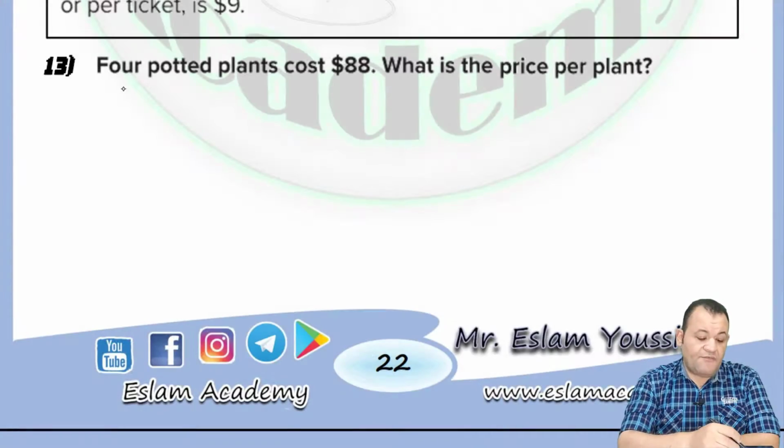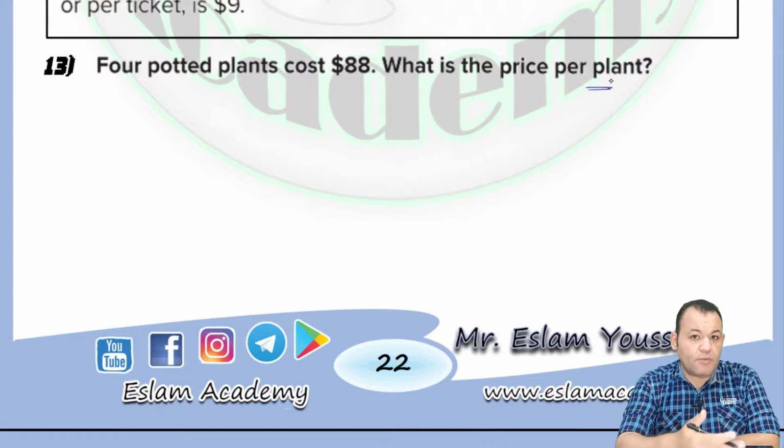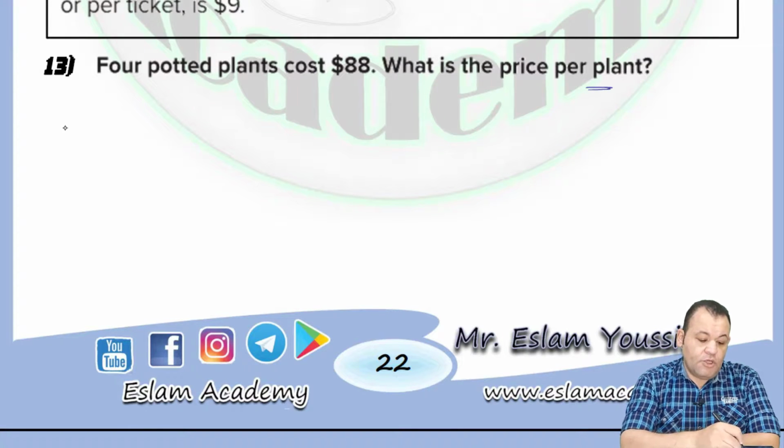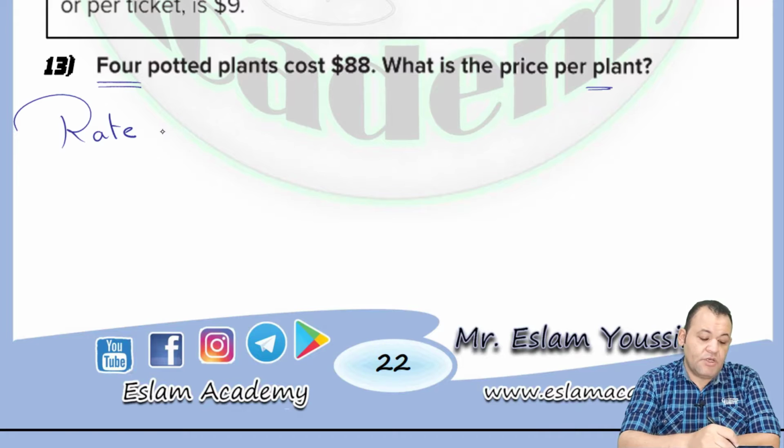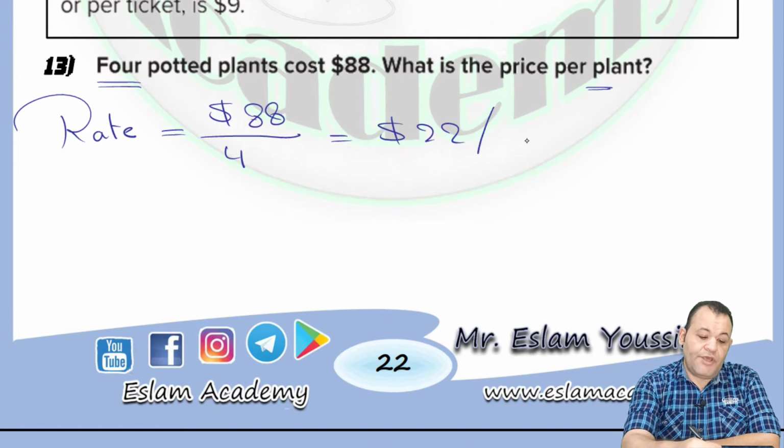In this problem, we have 4 potted plants that cost $88. We need to find the price of each plant. It means we need to compare the price to the number of potted plants. So it means we need to find the rate. To find the rate, it will equal $88 divided by the number of items. We have 4 items, so it will be $88 divided by 4. So the answer would be $22 for each potted plant.